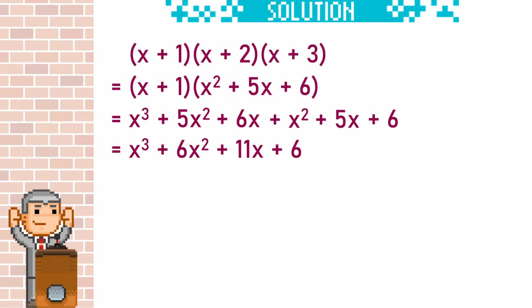And then finally we're just going to collect the like terms. The x squared terms, the 5x squared and the x squared, make 6x squared, and the x terms, which is 6x and the 5x, make the 11x. And then there's just one x cubed term and one number term.